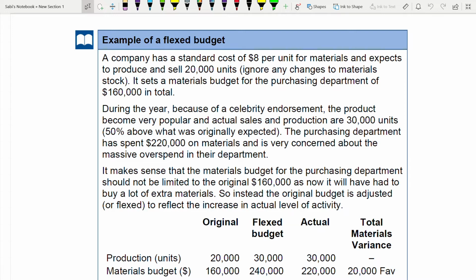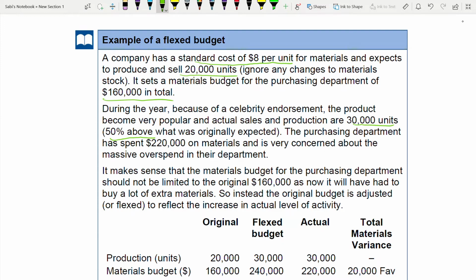Okay. A company has a standard cost of 8 per unit. Expect to produce and sell 20,000 units. Okay. Ignore any changes to material stock. It sets a material budget for the purchasing department of 160,000 in total. During the year, because of the celebrity endorsement, the product became very popular and actual sales were 30,000 units. That means 10,000 more than the budget, right? Which was 50% above.